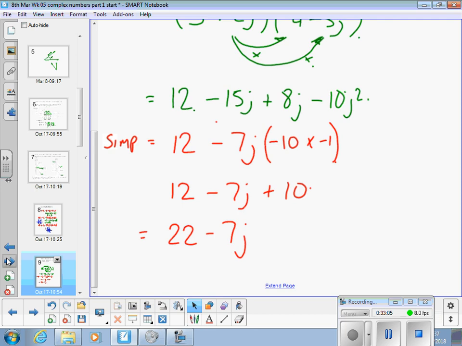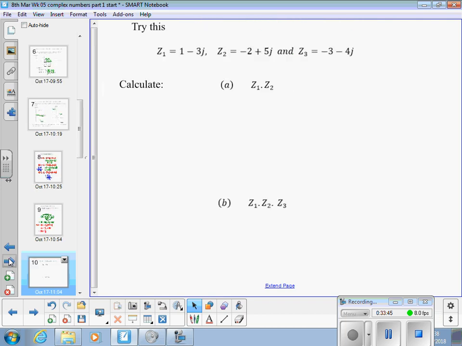So the simplification: j squared is minus 1, so it gets rid of that j squared term, makes it a constant, and changes its sign. So if this on the end here was positive, it would differ. That's multiplication of Cartesian complex numbers. All right, so have a go at those ones.